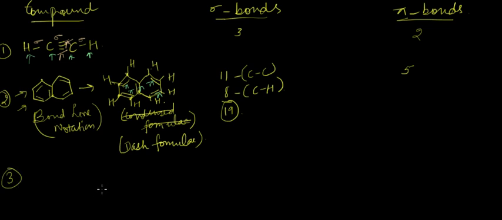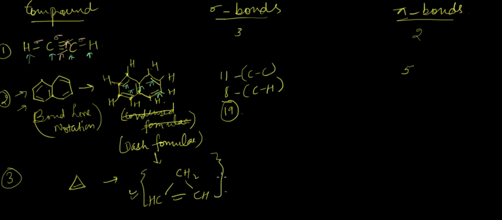This is the second example. Let us calculate the number of sigma bonds and pi bonds in this compound. Let us first convert it into the dash formula. What would be the dash formula for it? CH2=CH-CH=CH2. All the four valencies of the carbon are satisfied by adding the hydrogen atoms here.